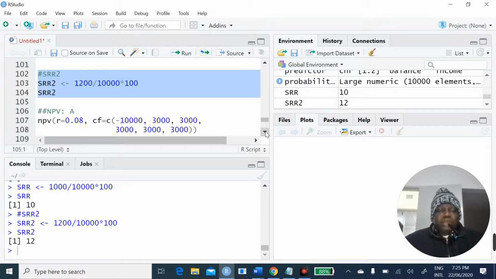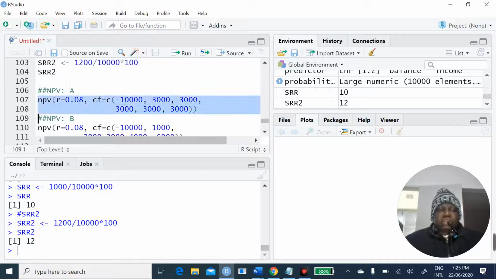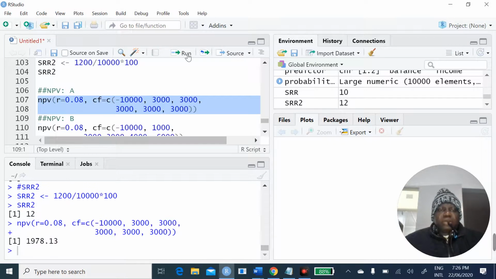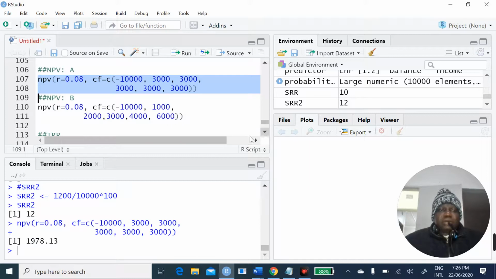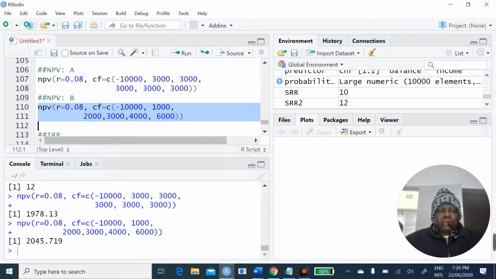Now calculating the net present value, that's very, very straightforward. Now at 8%, this is our cash flow. The function is NPV. So let's run it. It's investment A. Let's run it for investment B. Very straightforward. Yeah. So it is very clear that the net present value of investment B is actually greater than that of investment A.